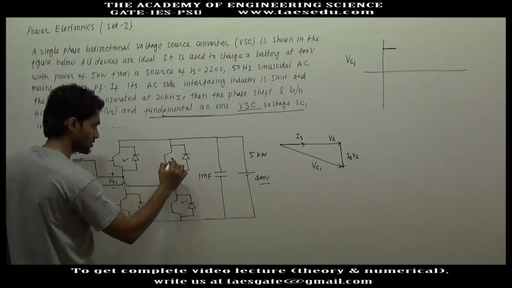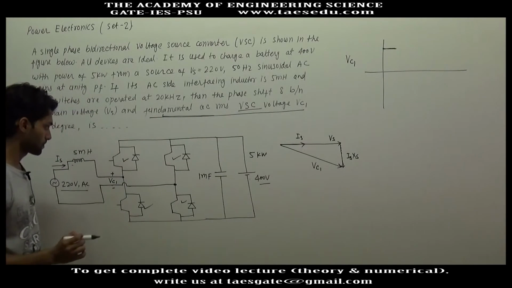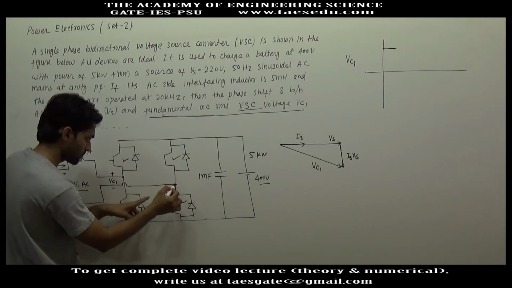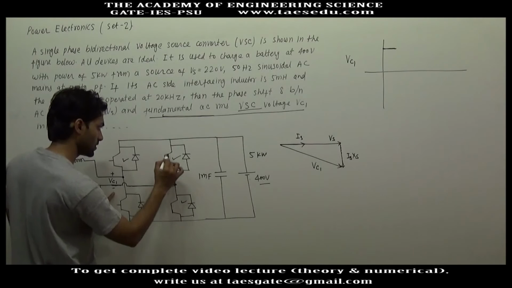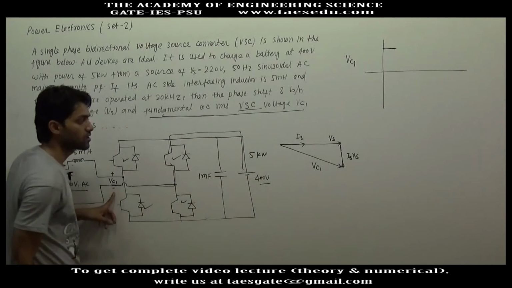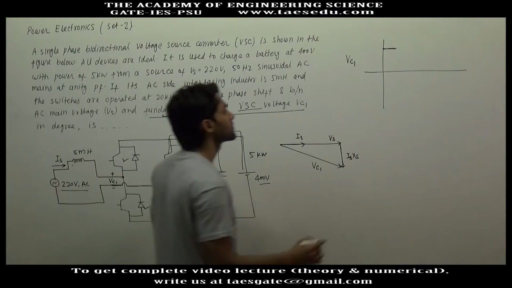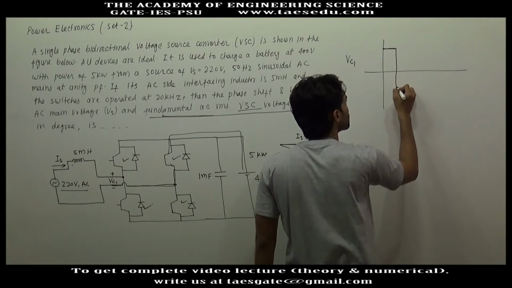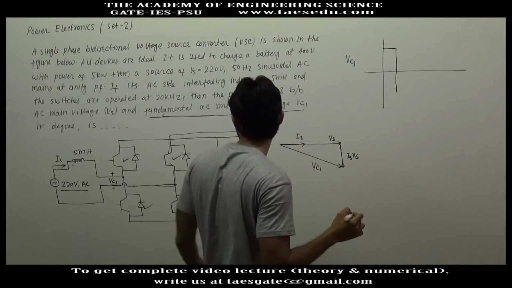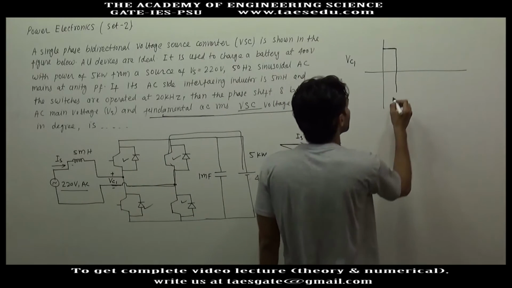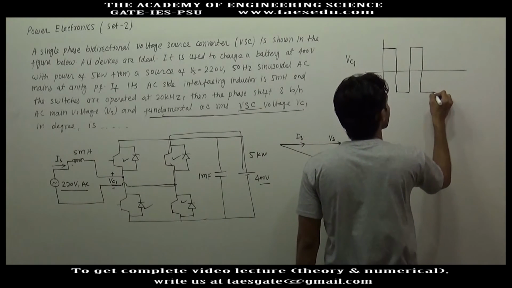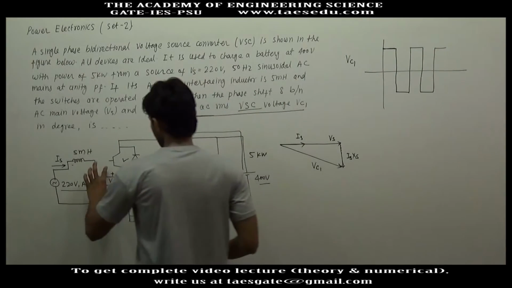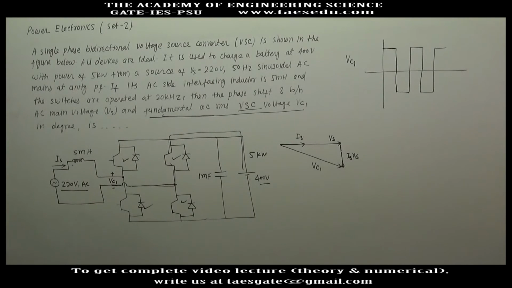When these two switches will be operated, through this switch the negative reference of Vc1 will be connected to the positive of the battery voltage. So in this case, when the opposite pair of switches will be operated, the voltage will be minus 400. So this type of waveform we will get at this point. Okay, so this is a square wave.